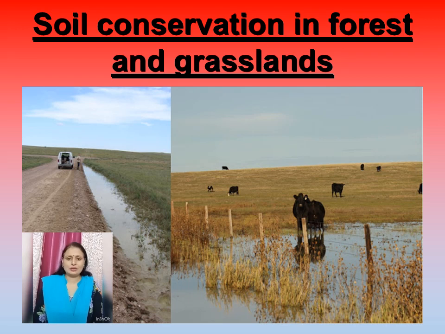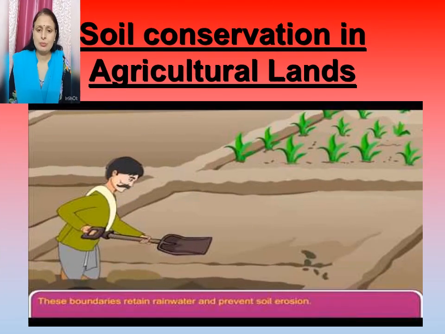By avoiding overgrazing, we can protect the soil. Grazing should be allowed in a particular area, and the rest of the area should be protected from grazing. The soil can be protected by making soil boundaries or bunds around a farmland. These boundaries retain the rainwater and prevent soil erosion.